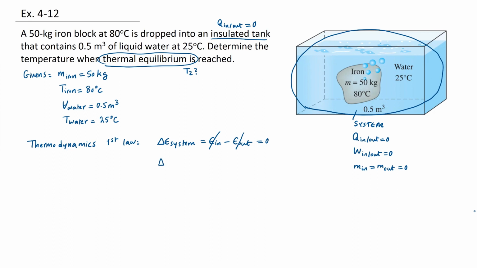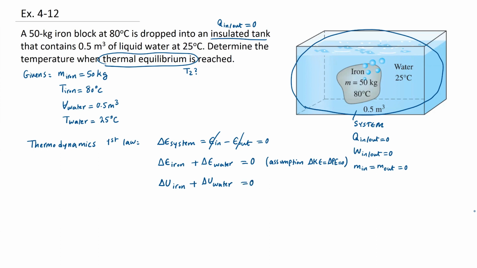Left-hand side will be equal to delta E of iron plus delta E of water, equal to the right-hand side, which is equal to 0. So for iron, a solid, delta E is equal to delta U of iron plus delta kinetic energy plus delta potential energy. And I'm going to assume that there is no change in kinetic energy and no change in potential energy. So the system is stationary. So delta E iron is equal to delta U of iron, plus delta E of water, which is delta U of water, is equal to 0.